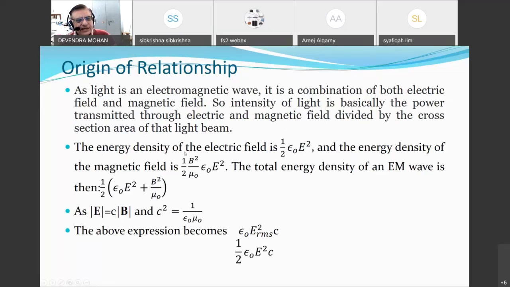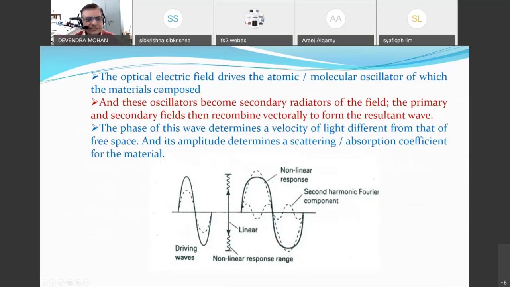Now the energy density of the electric field is given by half epsilon E square, and the energy density of the magnetic field is half B square upon mu naught, and the total energy density of the EM wave is then half of epsilon naught E square plus B square upon mu naught. These relations are not new to you, because these are standard electromagnetic theory. So the expression becomes half of epsilon naught E square C. So simply I will go for some tutorial after this slide.